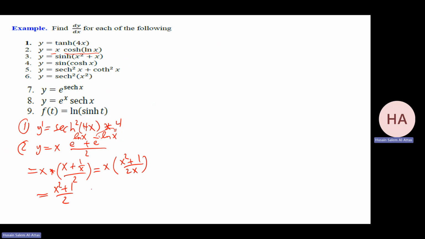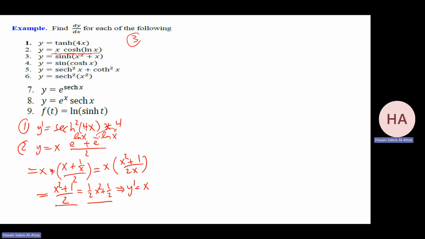That is y. So it will be y prime. Or I can write it better, half x squared plus half. So y prime will be x. Correct? Yeah, y prime will be x. So I simplify the function, and I'm getting this, which is easy to differentiate. Okay, 3.